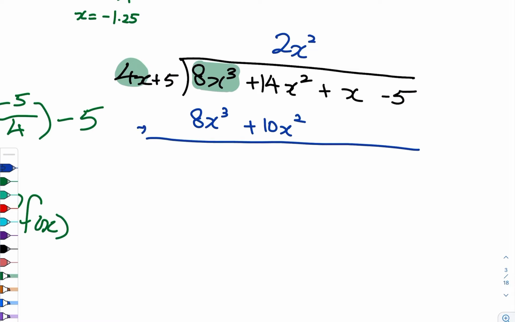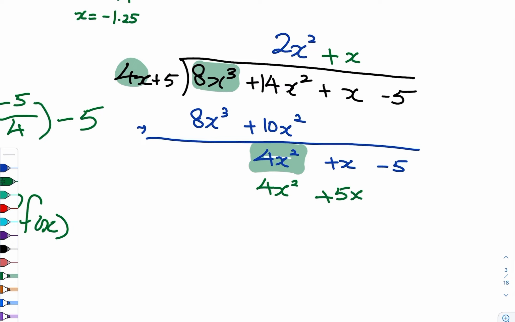There's a hidden minus. 8 minus 8, 0. 14 minus positive 10, 4x squared. And all the other things just copy down. And then we do it again. 4 times what will be 4x squared? Plus 1, and then x. 4x squared. We can't leave that 5 alone. So 5 times x, 5x.